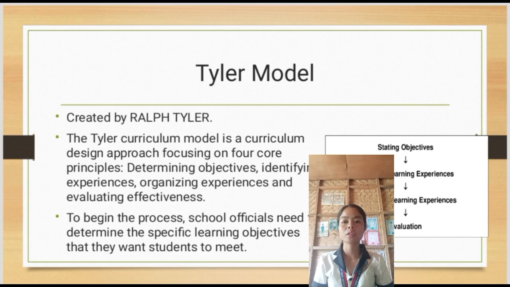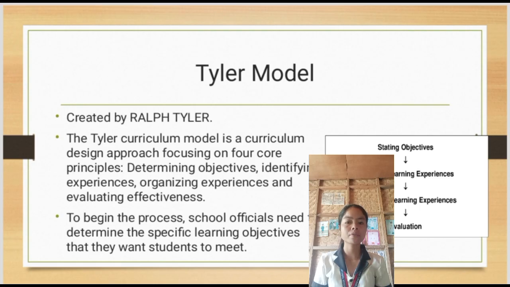The Tyler model, developed by Ralph Tyler, is a straightforward approach to designing a curriculum. It revolves around four key steps. First is determining objectives. This is where you start by deciding what you want students to learn. These are the specific goals or outcomes you aim for students to achieve by the end of the course or program. Second is identifying experiences.